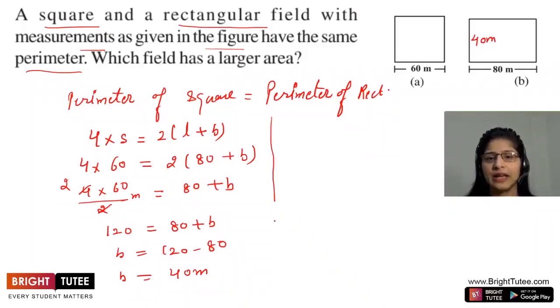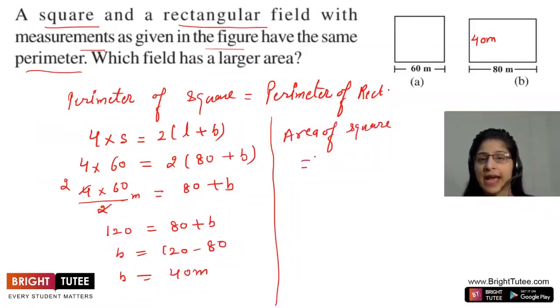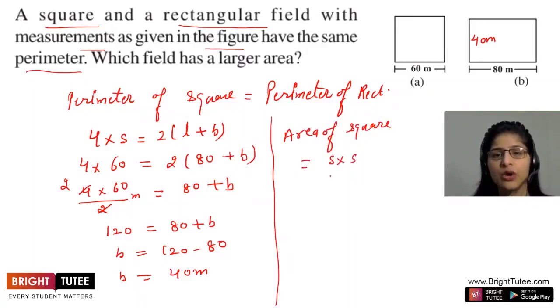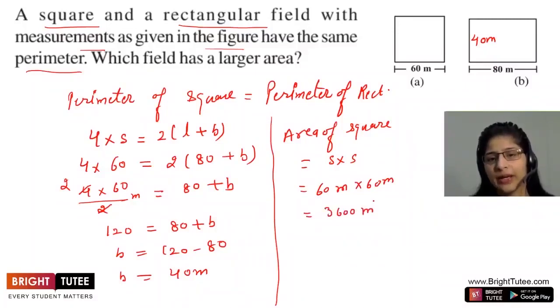Now can we find the area of both the figures? Definitely. Area of square. What is the formula for area of square, students? It is side into side. So we will write 60 meter into 60 meter. That gives us how much? 3600 square meter. Now we will find out area of rectangle.